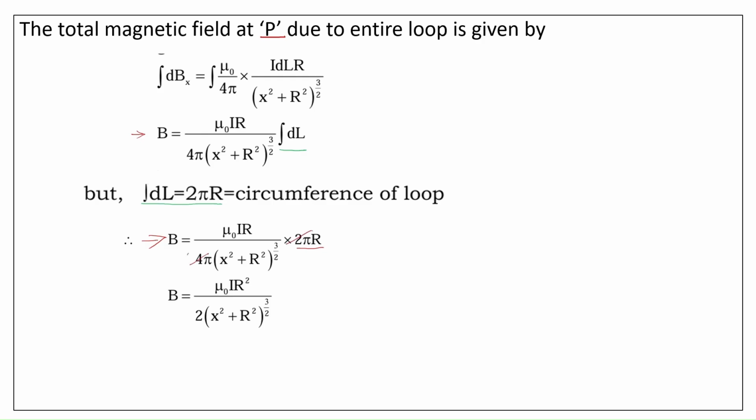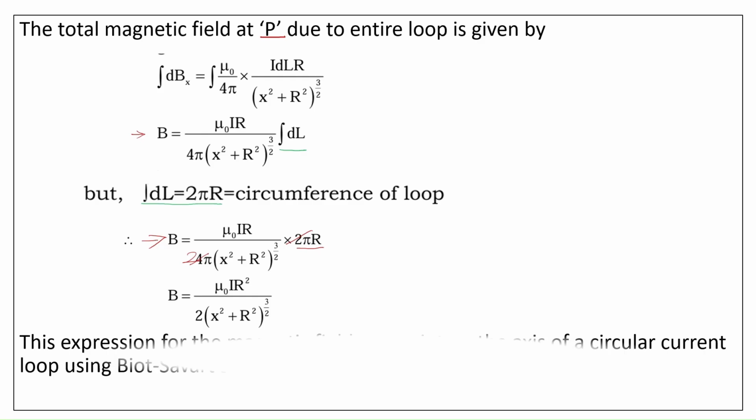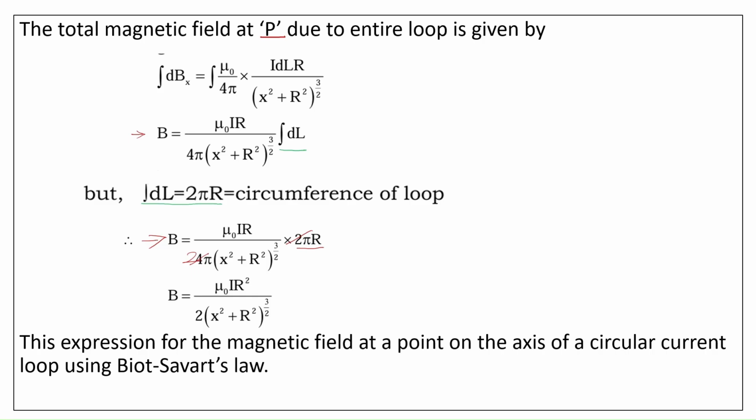On simplifying, B is equal to mu naught I r square by 2 into x square plus r square to the power 3 by 2. This is the expression for the magnetic field at a point on the axis of a circular current loop using Biot-Savart's law.